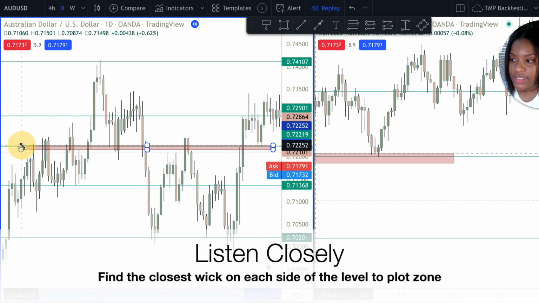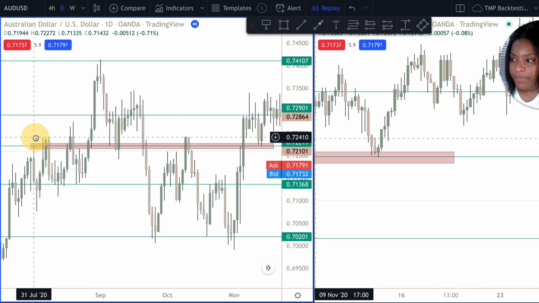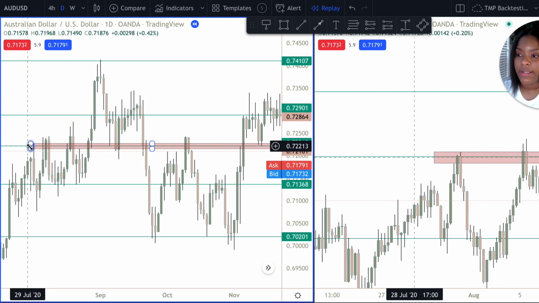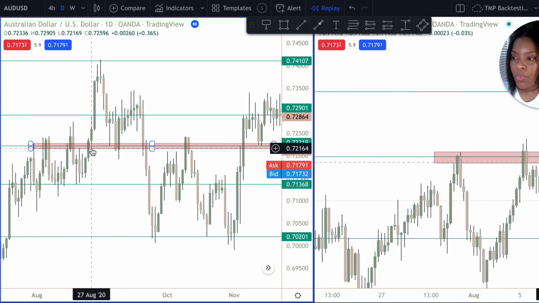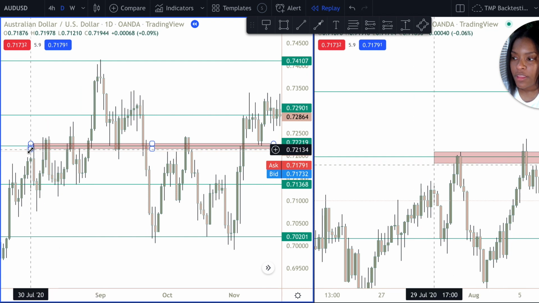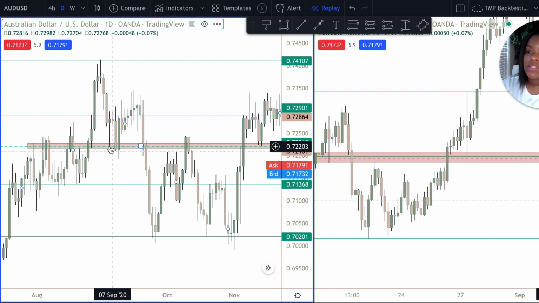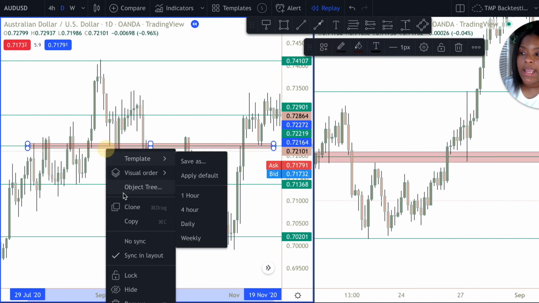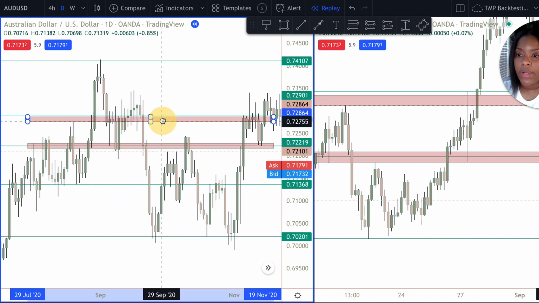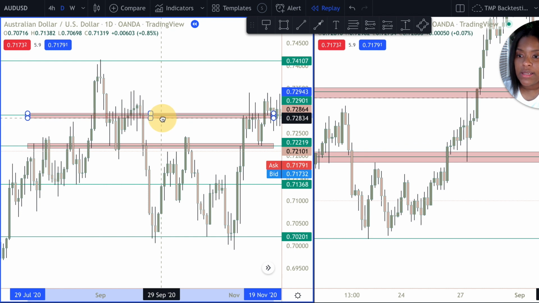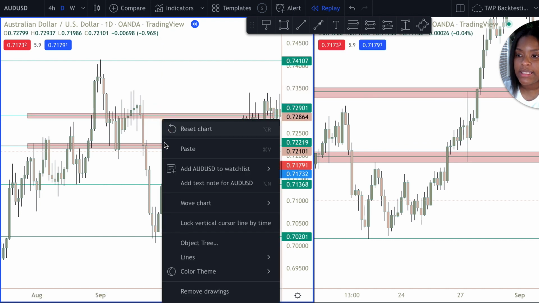So for example, to me on top, this wick right here is the closest wick to the level on top. And then there's a wick right here on the bottom, right there. That's the closest to the horizontal line. And then all I would do was clone it. And then I would put it anywhere on the next levels.